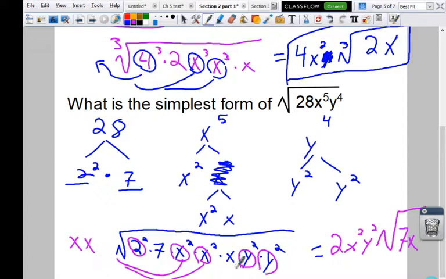Same thing with y. Y and then another y, right? Y squared. Yeah, but there's exponents. Forget about the exponents. Yes, there is a 4 right here. We split it into two groups of 2.